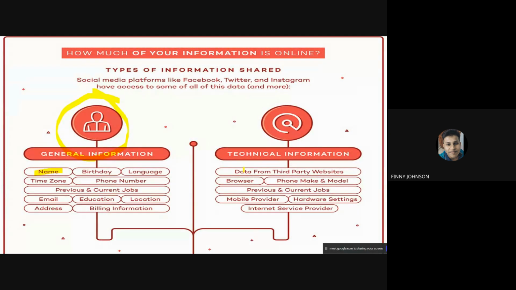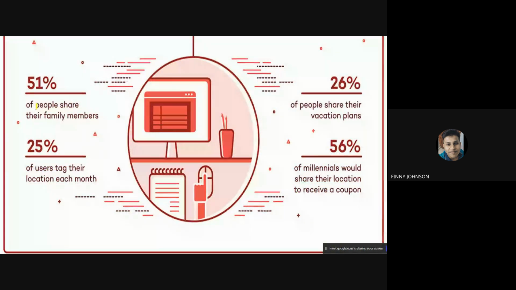Yes, so technical information. They will know about the websites you visit. If you open a link inside Instagram, they will be able to understand what links you're surfing. They also know browser details and your phone model number. As I already showed with the metadata of a picture, they can understand which mobile you're using. They also know your mobile provider, your ISP (internet service provider), and hardware settings. They will be able to understand whether your developer mode is on, your location is on, and your camera permission is on. So they will be able to understand some hardware settings details, and also people sharing their family members.